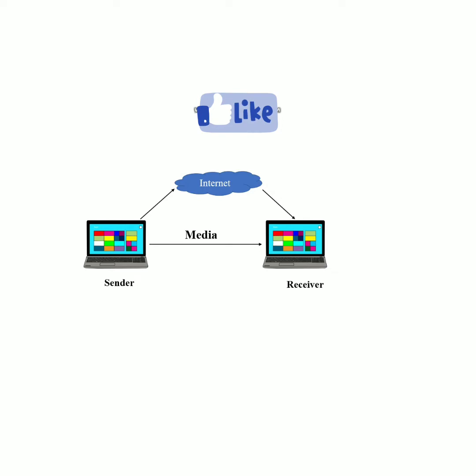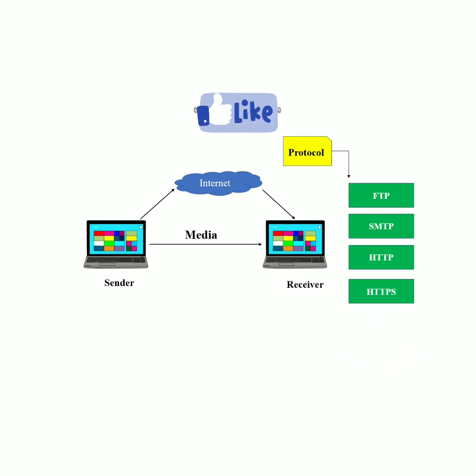This data communication system follows some rules which are called protocols. There are some protocols. FTP is File Transfer Protocol. We use File Transfer Protocol for transferring a file. SMTP is Simple Mail Transfer Protocol, used for mailing. HTTP is Hypertext Transfer Protocol, and HTTPS is Hypertext Transfer Protocol Secure. We use them for browsing.